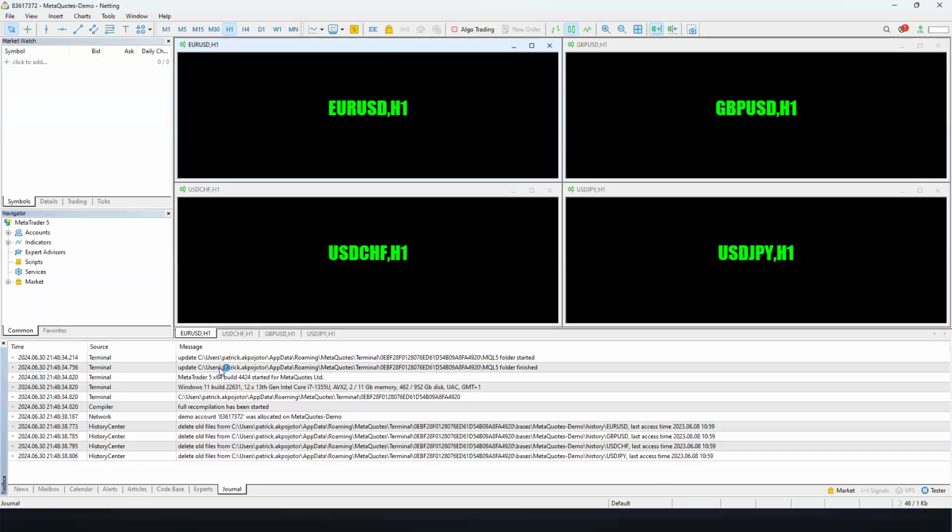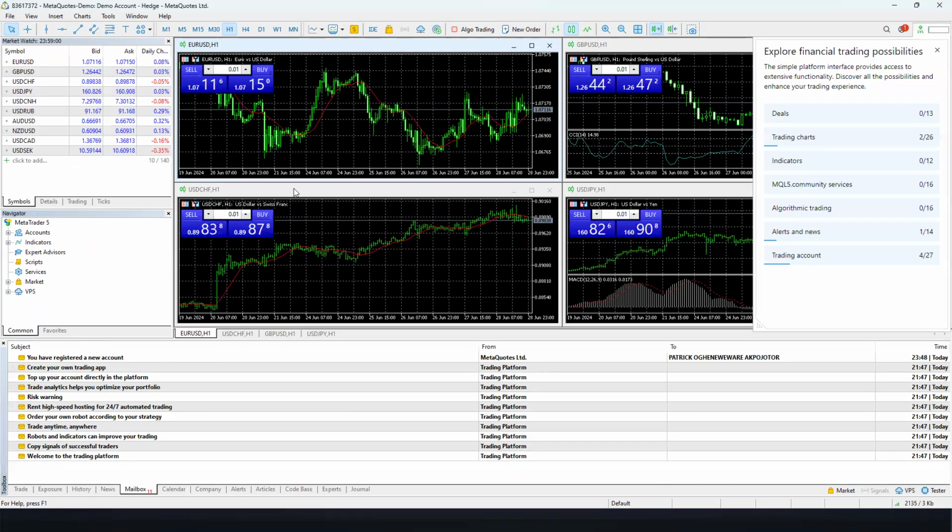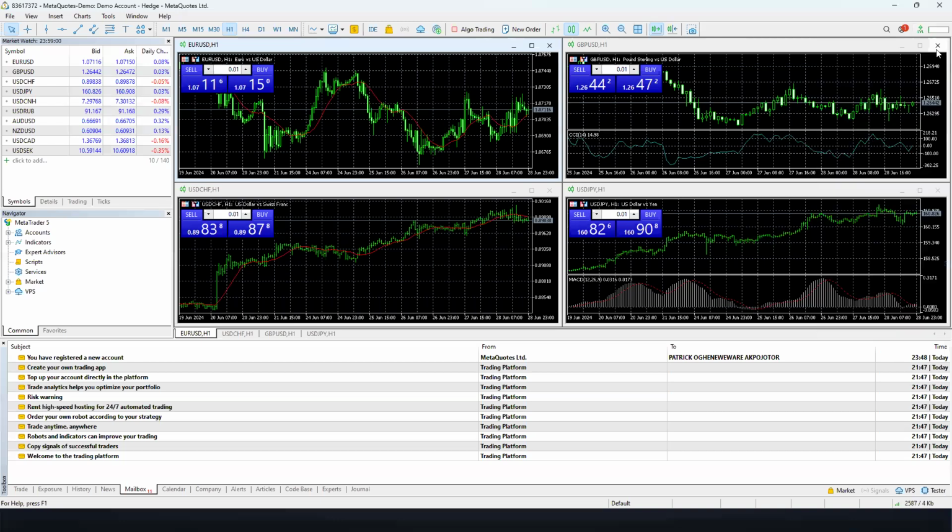Okay, so when you install it, this is what you see. When you install it for the first time, this is what you see. I hope you guys are taking notes, for those of you that have not done it before. So this is your MetaTrader 5 page, right?